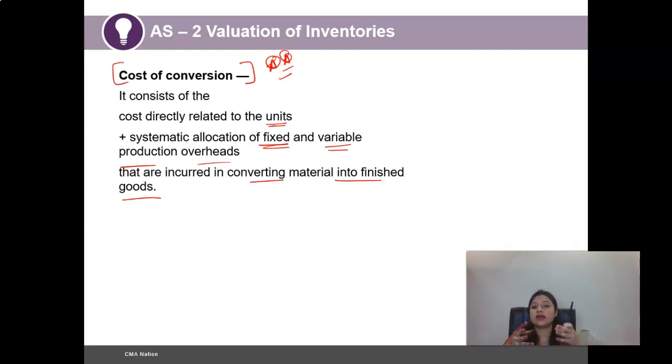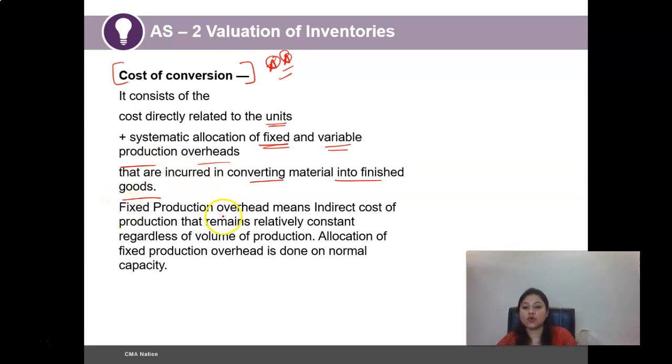So all the units that have been procured and are being converted from material into finished goods, while doing that particular process, if there are any fixed and variable production overheads incurred by the business, systematic allocation of such overheads will be done and thus included in the cost of conversion of that particular inventory.